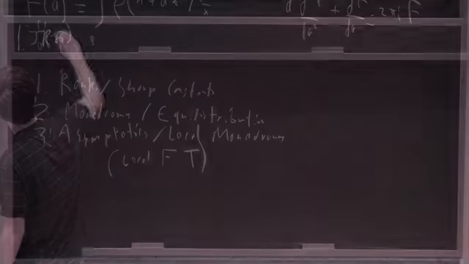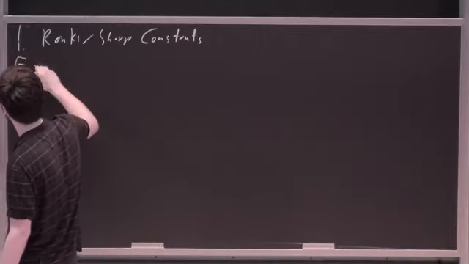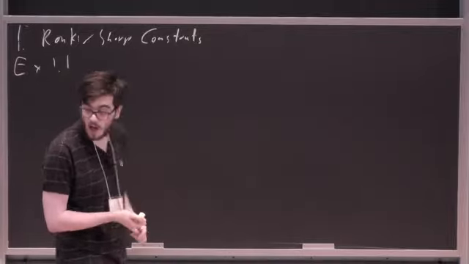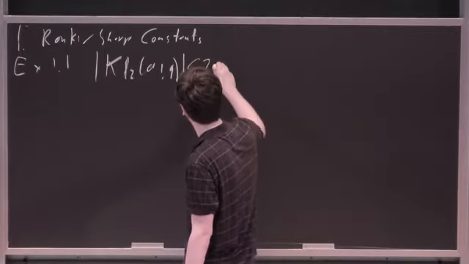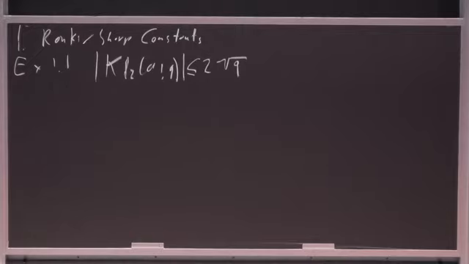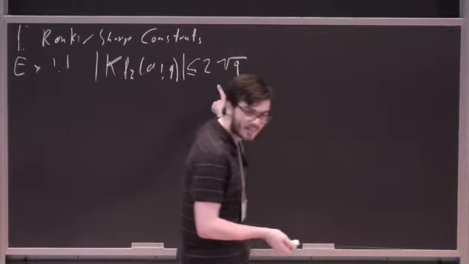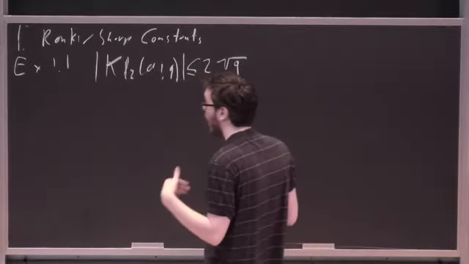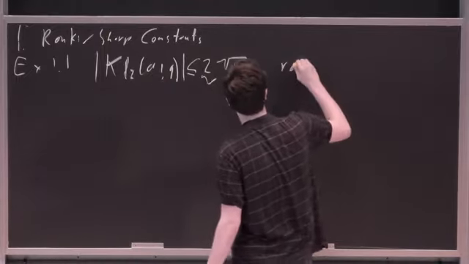So, 1: ranks and sharp constants. Example 1.1. The Weil bound for the Kloosterman sum, which is by far the most important result about these sums in analytic number theory, is at most 2 root q. This is the most important thing you use when you're studying these guys. The constant here is not tremendously important in analytic number theory, but it's very nice and explicit, and it's sharp. This can't be improved. And this number 2 comes from the rank of the Kloosterman sheaf.